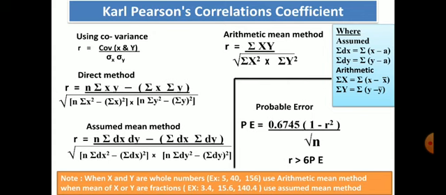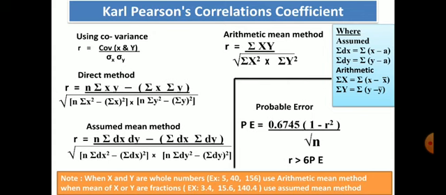The deviation taken from the assumed mean means dx is x minus a. It might be any value, but we will be taking the minimum value of x in order to avoid the negative values. And dy is nothing but the deviation taken from the assumed mean of y, and once again a is nothing but the assumed mean. We can take any values, but it is better to take the minimum value of y in order to avoid the negative values, and the calculations will be easier.